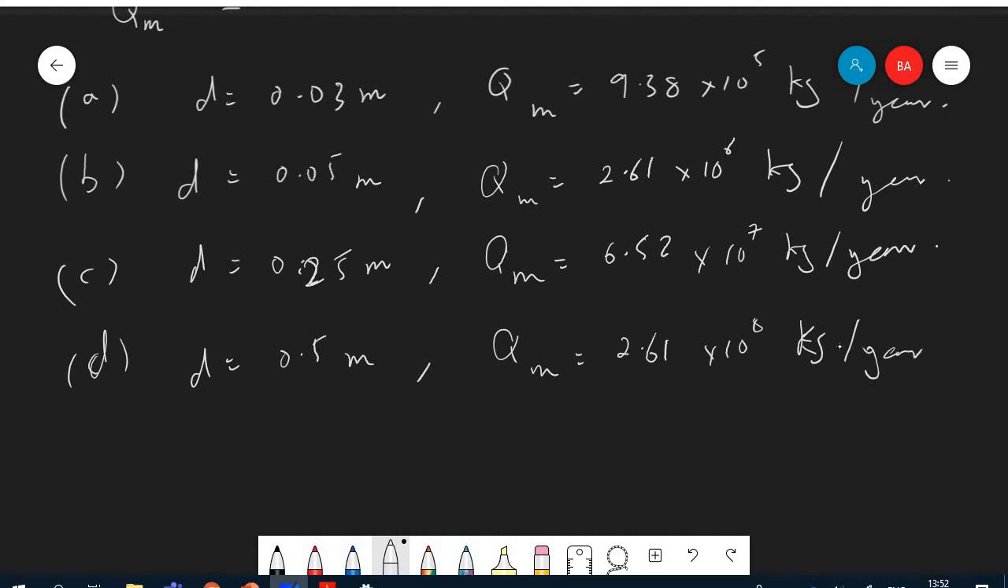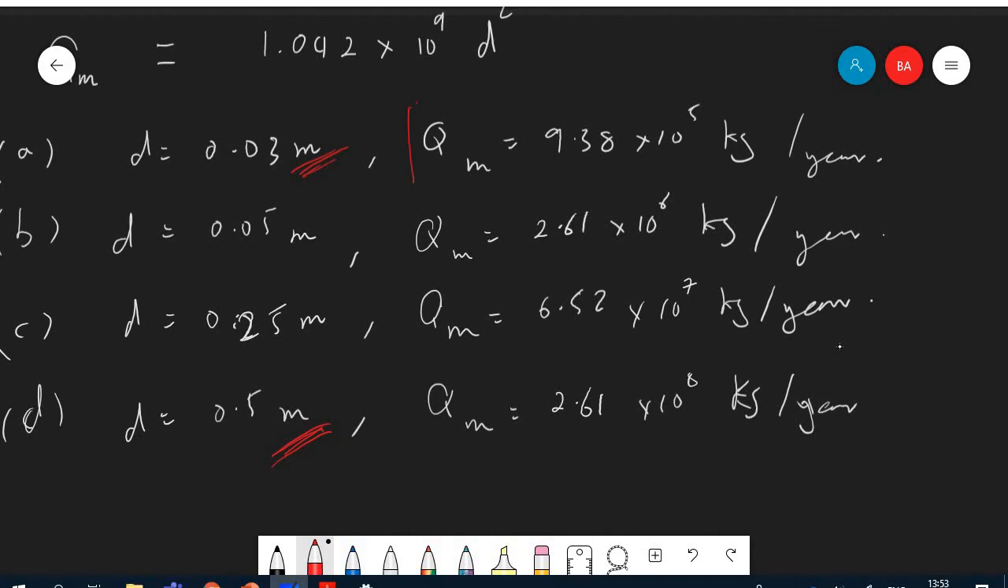Now the whole idea in this question, what I liked and wanted to show you, is that using a small diameter is much cheaper, and using a bigger one is more expensive. A smaller one also takes less space, even though space is not always an issue. But just by looking at the amounts, it's not that different. From 0.03 to 0.05, we have a little difference, 9.38 to 2.61 to the power 6. So that is a very small amount.